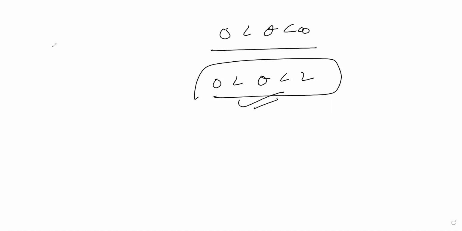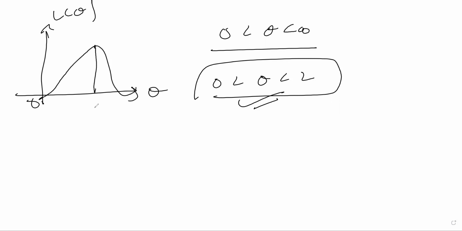Before this, theta starts from 0, and this is L of theta. We know that this attains its maximum value at x bar. Now here is 2. So in this case, what will be the MLE?